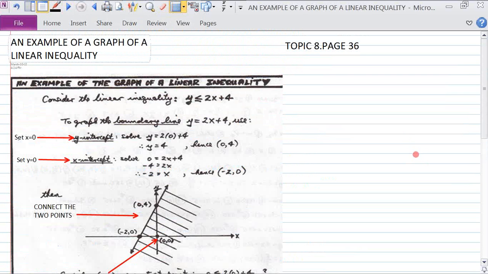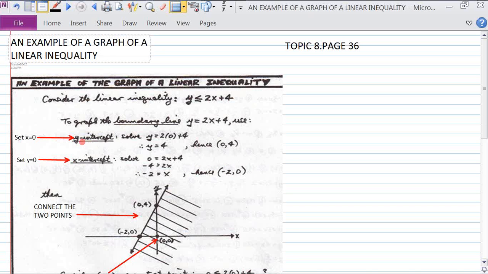Now, the third part of page 36 is to take this inequality and draw a graph for it. So the first thing we always do is draw a boundary line, and that's the line where on one side of the inequality we're going to shade, and the other side will not have any shading. We have to decide which side of the boundary line we're going to shade.